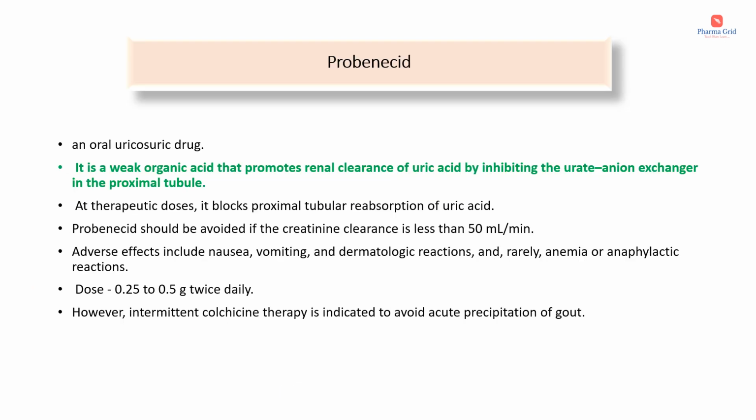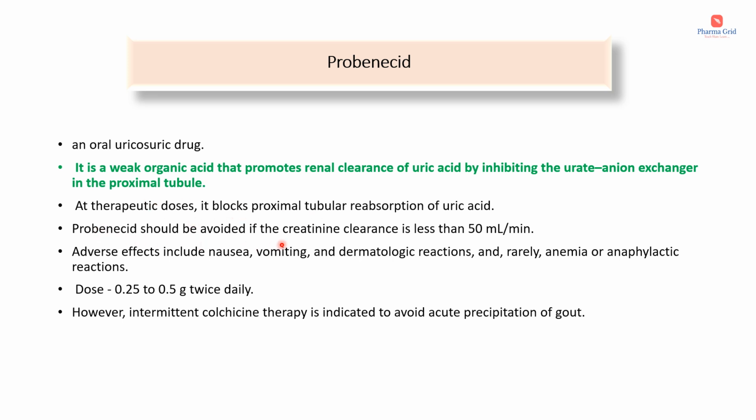Now we'll see about probenecid, which is an oral uricosuric drug. It is also a weak organic acid that promotes renal clearance of uric acid by inhibiting the urate anion exchanger in the proximal tubule. So probenecid is a weak organic acid. Its main mechanism of action is to promote the renal clearance of uric acid. How? By inhibiting the urate anion exchanger in the proximal tubule. At therapeutic doses, it blocks the proximal tubular reabsorption of uric acid.